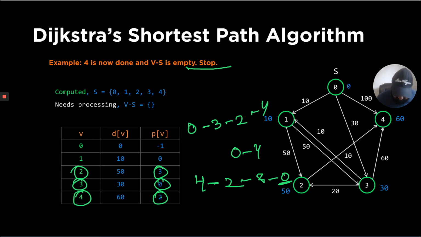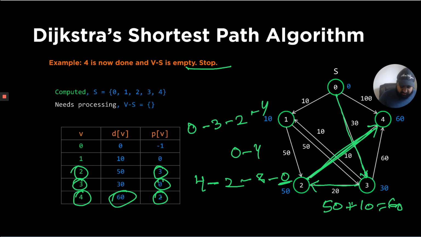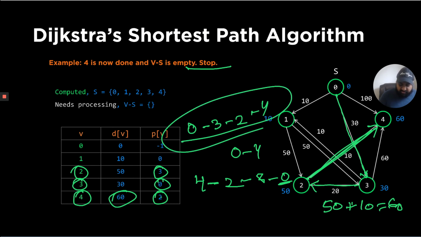As you can see, let me just color this: 0 to 3 is 30 units. Then 3 to 2 is 20 units. So 30 plus 20 is 50. And then 2 to 4, this one, is 10 units. So 50 plus 10 is 60. So you can see the total path cost was 60, and this is how we are going to reach it.